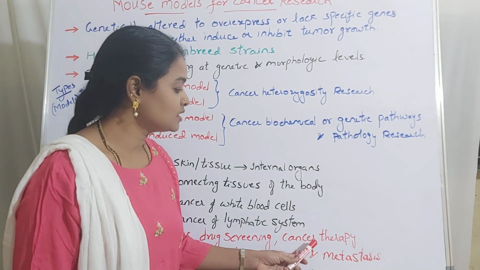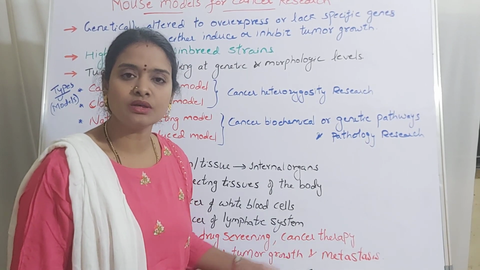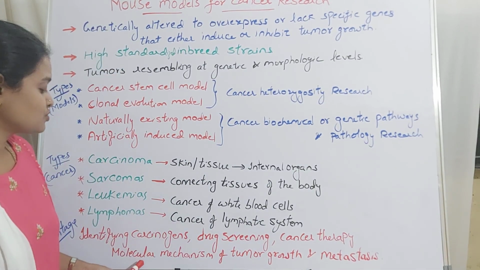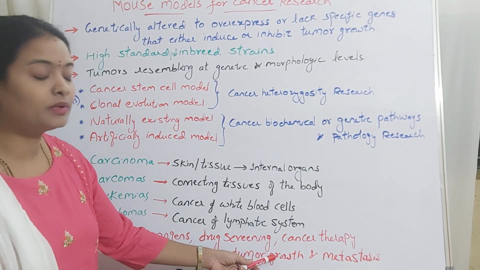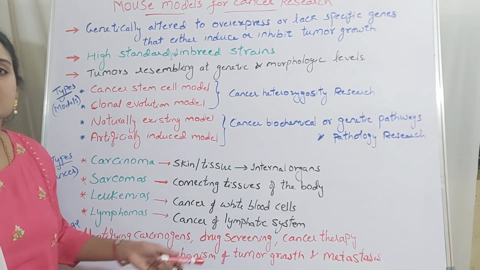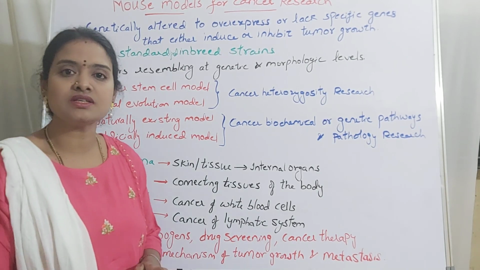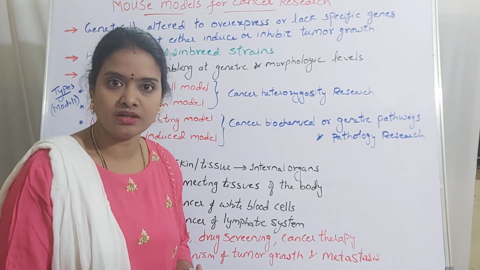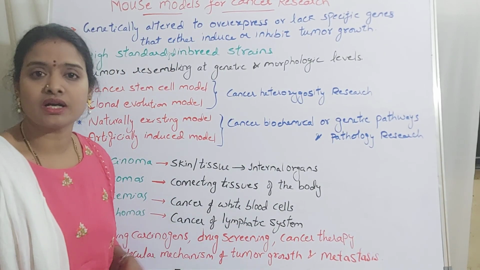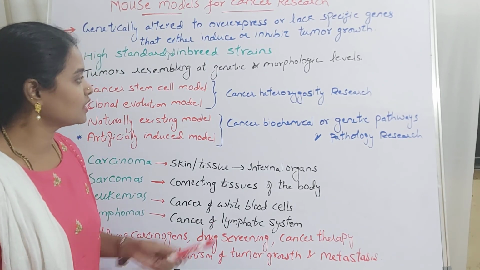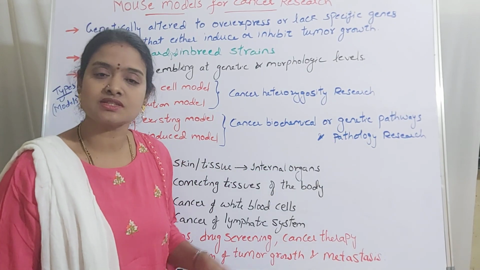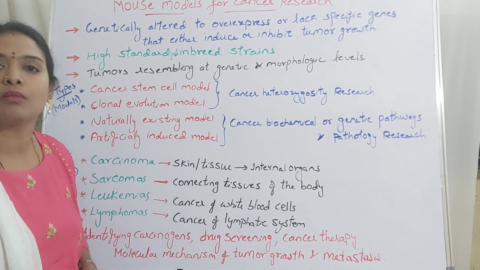Then next one is in case of cancer therapy, how the mouse is responding to that particular treatment. Then the last one is the molecular mechanism of tumor growth and metastasis. So what is the mechanism by which the tumor is developing inside the body, and how it is spreading, and what is the rate of spread, right? And how it is affecting the other parts of the body, right? So everything, that means all heterogeneity, biochemical and pathological studies can be done by using these mouse models.